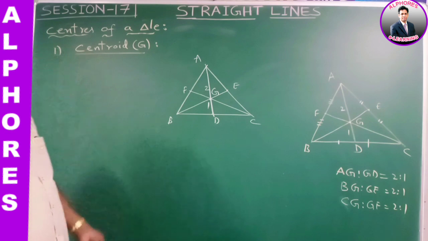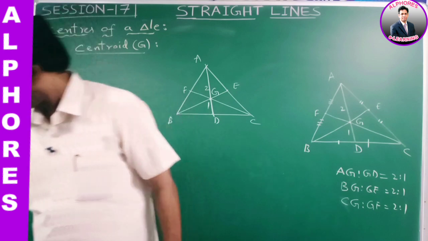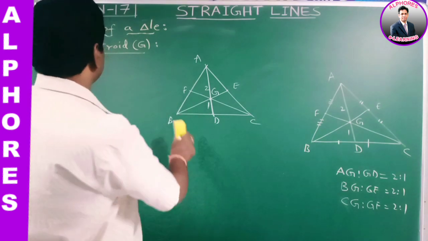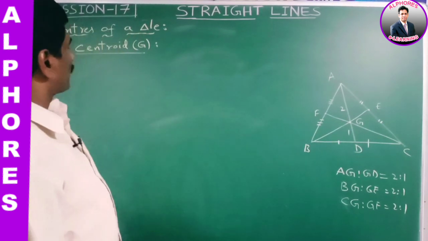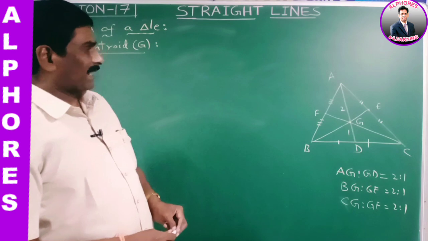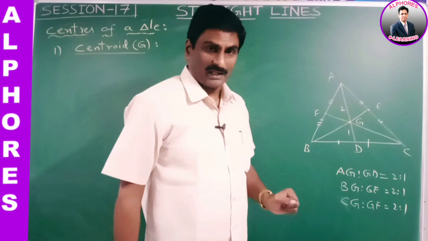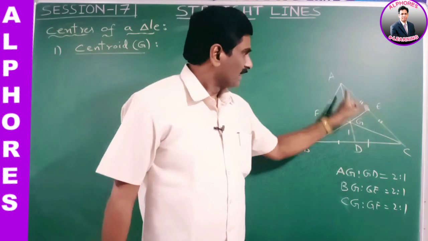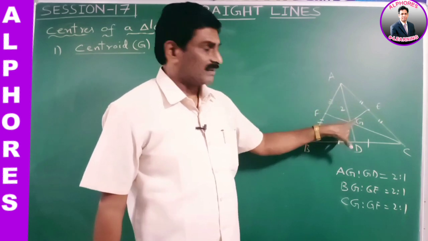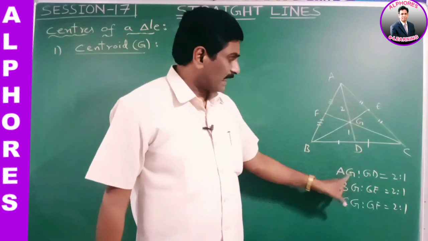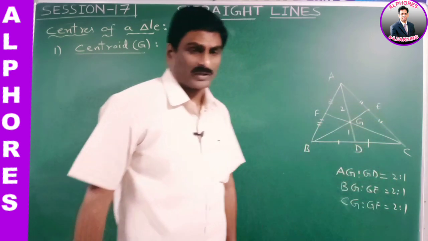Centroid G, first one. The point of concurrency of medians in a triangle is said to be the centroid. It can be denoted by G. Please note this diagram. ABC is the triangle, BE is one of the medians, AD is one median, CF is another median. All of these three medians are concurrent at G. This point is said to be the centroid. AG is to GD is equal to 2:1, BG is to GE is equal to 2:1, CG is to GF is equal to 2:1.